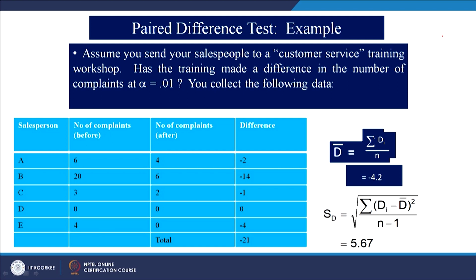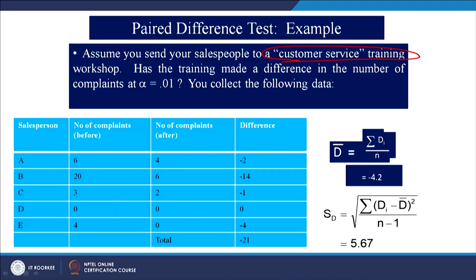It is on pair difference test or related sample or dependent sample. Let us say you are running a company, let us say a service type of business, a service station of automobile for simplicity. So, you are sending your sales people to a customer service training workshop. So, you have sent your employees to a training center where they would be learning how to interact with the customers, right.